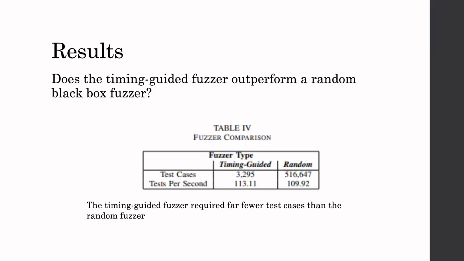But with the random black box fuzzer, since it just kept shooting off requests, the server had a slight delay from handling these requests that it actually affected how fast the random fuzzer would receive a response and could check whether it crashed or not, causing it to run just a bit slower than the timing guided fuzzer.